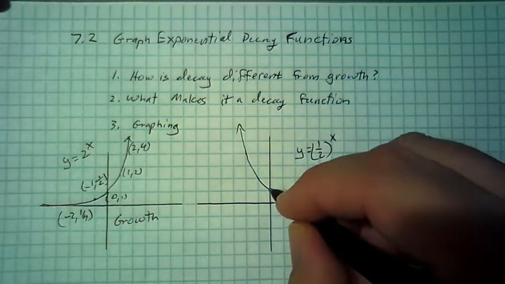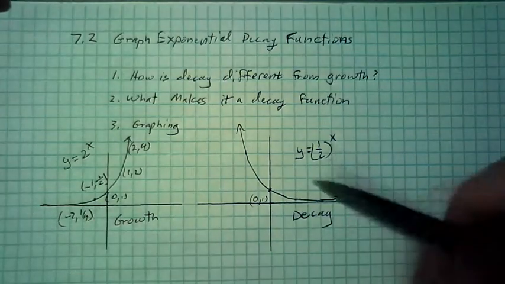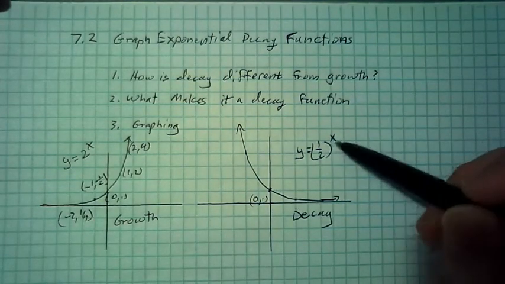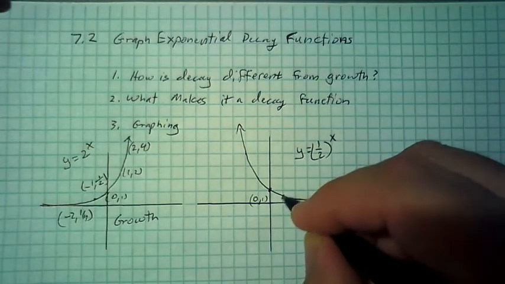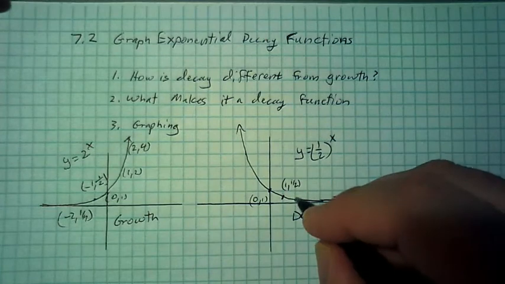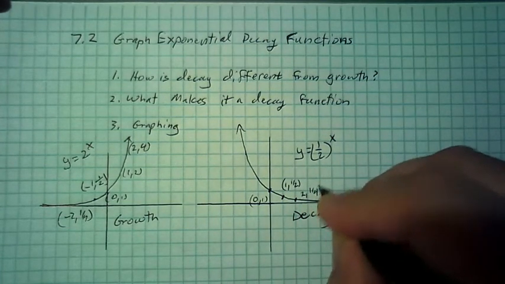Anything to the 0 power is 1. So this graph has 0, 1, just like the other one. But if I move one space to the right and stick in 1 for x, I get 1/2 to the first power, which is 1/2 rather than 2. It's smaller. And every time I multiply by 1/2, like here, 1/2 squared is 1/4, it's getting smaller rather than bigger.